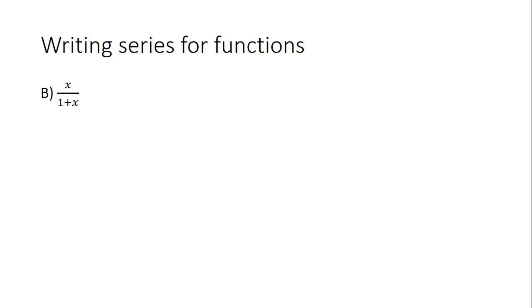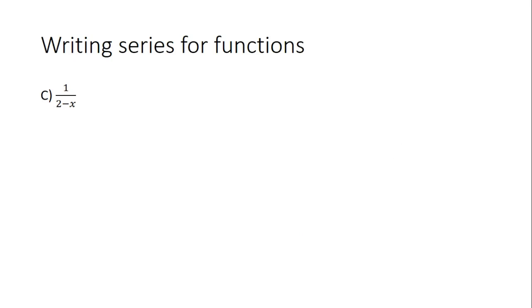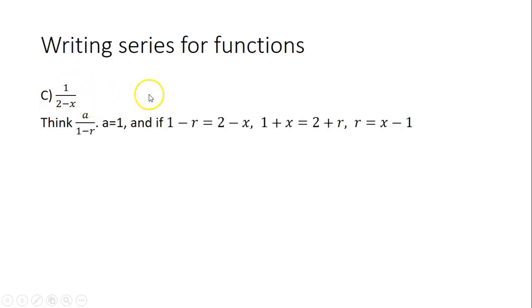Alright, got one more. This one's a little trickier as far as finding r, but really it's not that bad, as long as you can do a little algebra. So, looks like our a, once again, is going to be 1. What about our r this time? Looks like 1 minus r is equal to 2 minus x.